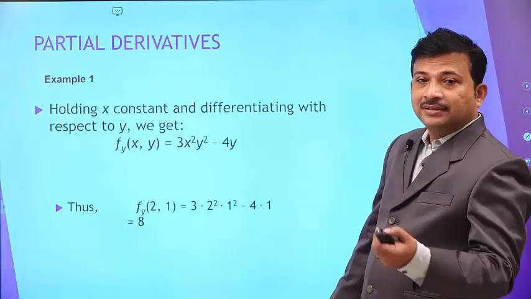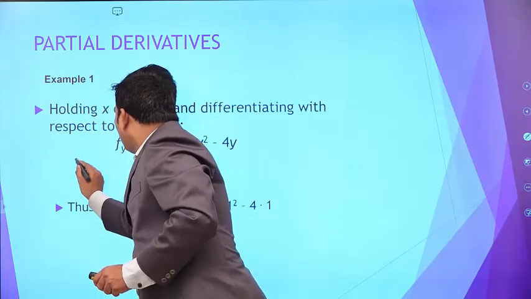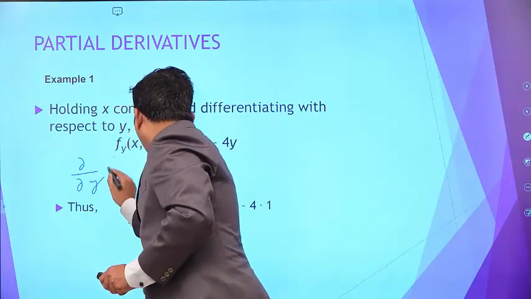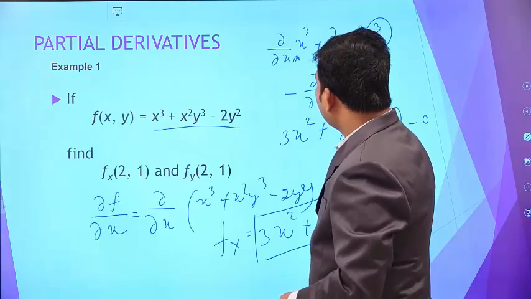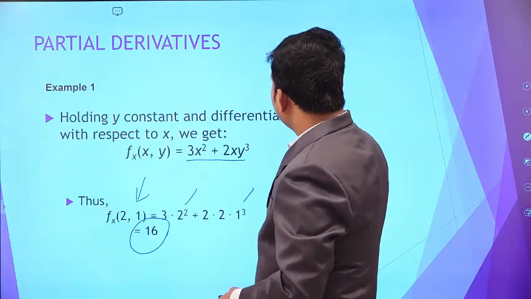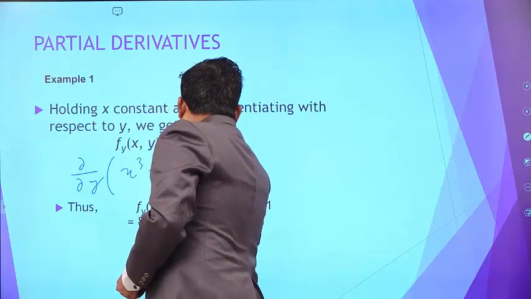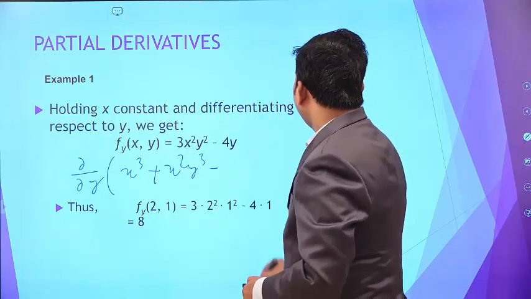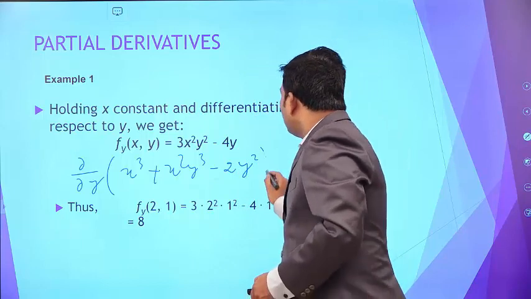Similarly, fy means ∂f/∂y. So ∂/∂y of, what is your question? x³ + x²y³ − 2y². Is it clear? This is your question.